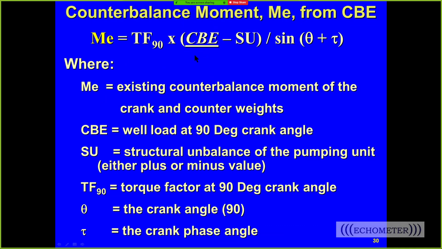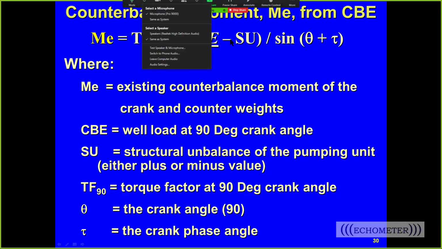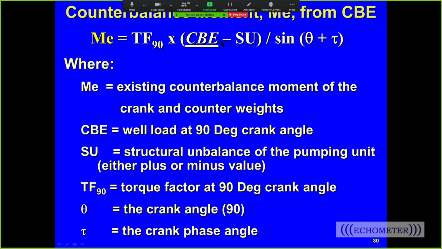Now this is talking about the counterbalance effect. And if you measure the counterbalance effect with a horseshoe load cell, and you reduce the load that you measured by the structural imbalance, then you can calculate the moment based on the torque factor at 90 degrees. When we stopped at 90 degrees to measure the CBE load, you have to divide by the sine of the crank angle. Now this thing called tau is the phase angle of the crank. We'll talk about that more in a minute.